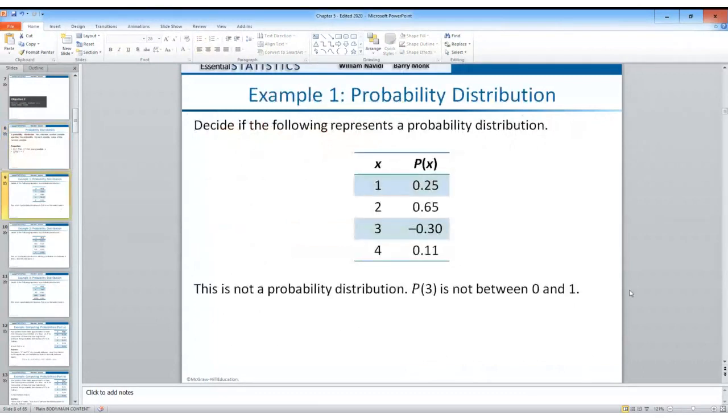Well, 0.25 is a fine probability. 0.65 is a fine probability. But that negative probability is something that can never happen. Probability is always no less than 0, no greater than 1. So because of that, this thing is not a valid probability distribution. All right.